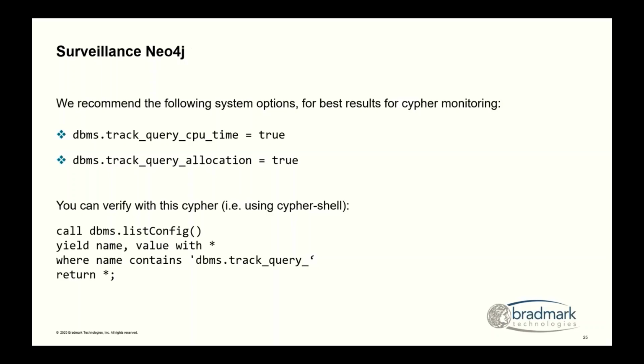We also recommend having two system options for the best monitoring, the track query CPU time and the track query allocation. Set those to true, and you get much better results for monitoring the ciphers. You get much better metrics and stuff like that. And then you can verify that with the following cipher as well. And you can see here is another typical kind of admin query. We're calling a function yielding, doing a where clause, and returning all of the columns.